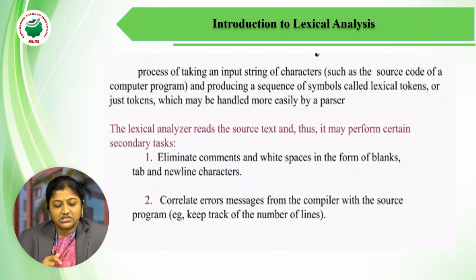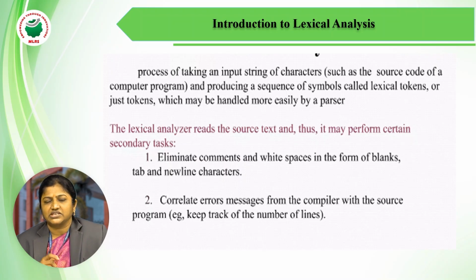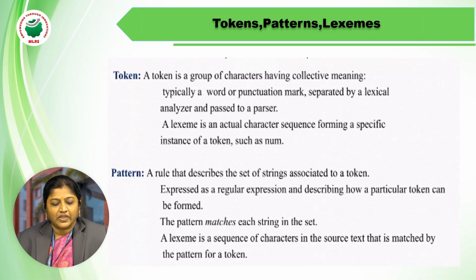Second is to correlate error messages from the compiler with the source program. It keeps track of the line numbers of the code, keeping track of each and everything. Now, token. So what is a token first? A token is a group of characters having collective meaning.